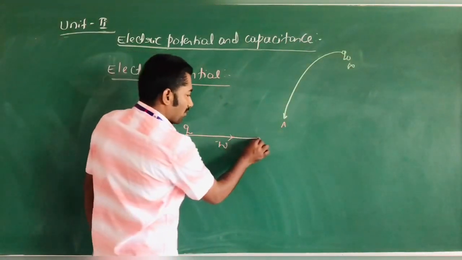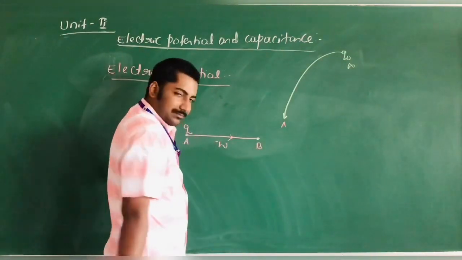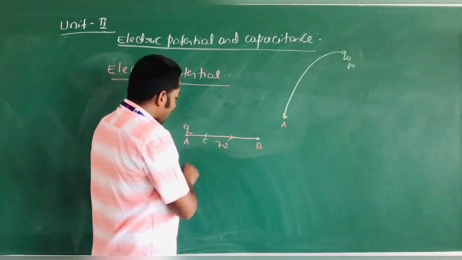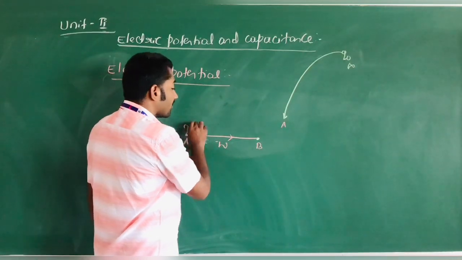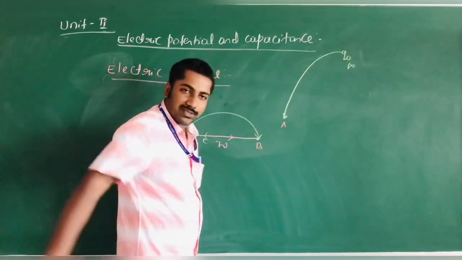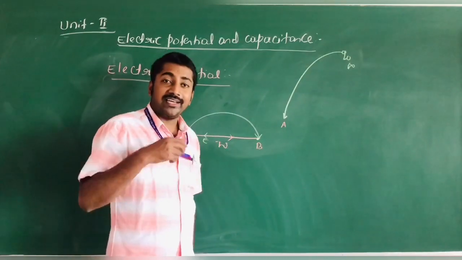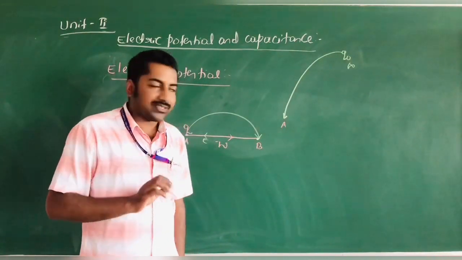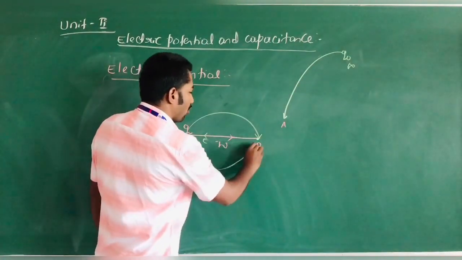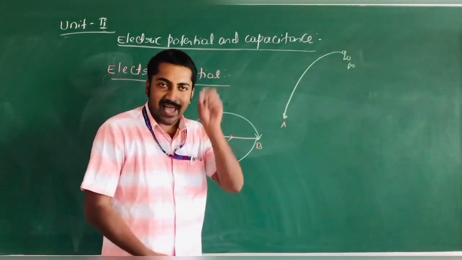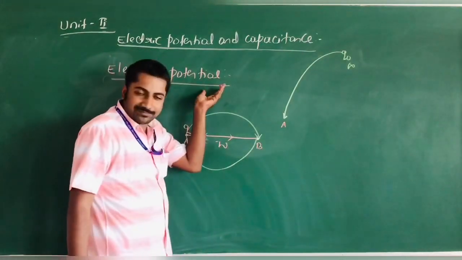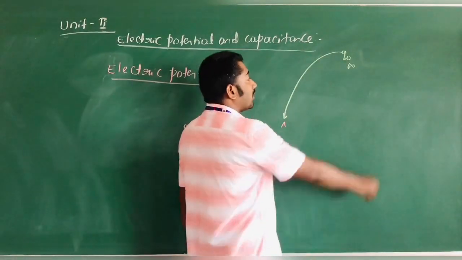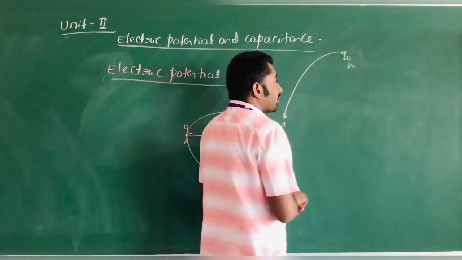Here also, now consider the point is here. The electric field is in this direction, but we are bringing a unit positive charge from this point to this point. Here the work done is independent of its path, but it depends on its initial position and final position. The exact definition of electric potential in an electric field is the amount of work done in bringing a unit charge.